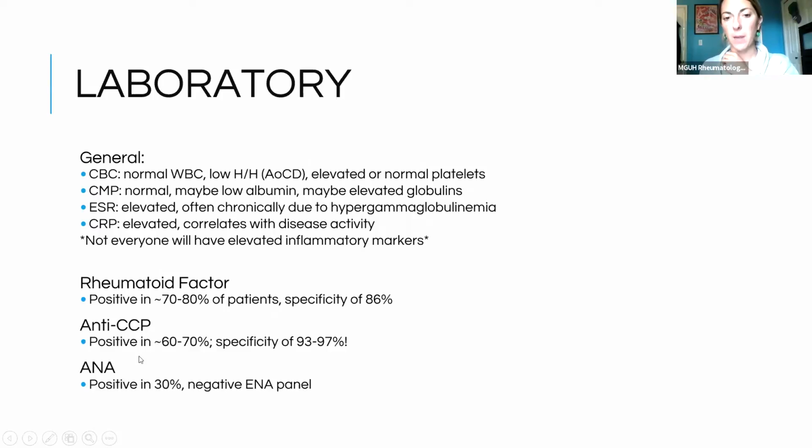Anti-CCP antibodies are seen in about 60 to 70% of folks with RA. But as you can see, a lot more specific. There's not that much that will cause a CCP to be positive, unlike a rheumatoid factor that a lot of different things can make positive.